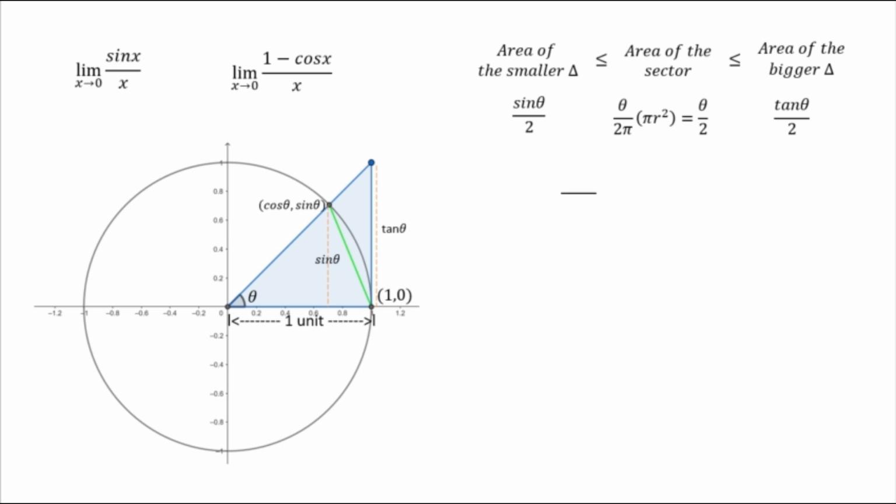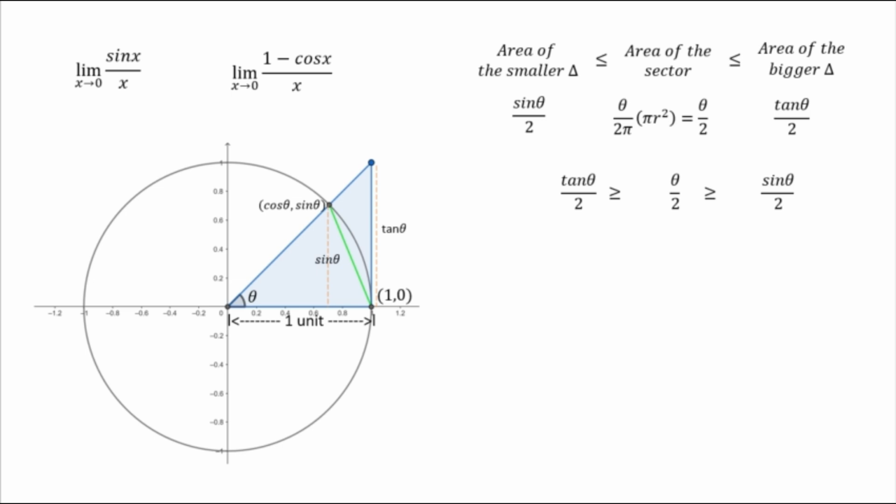This relationship can be rewritten as that one. We just reverse the ordering and the direction of the inequality. So tangent theta over 2 goes here, theta over 2 goes here, sine theta over 2 goes here, and we reverse this inequality direction.